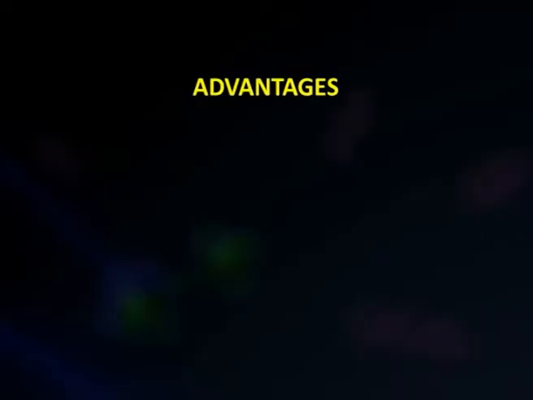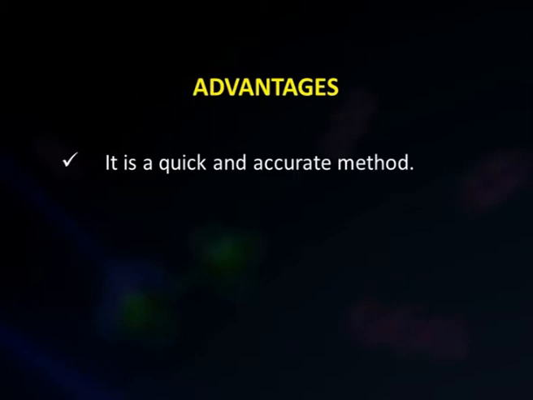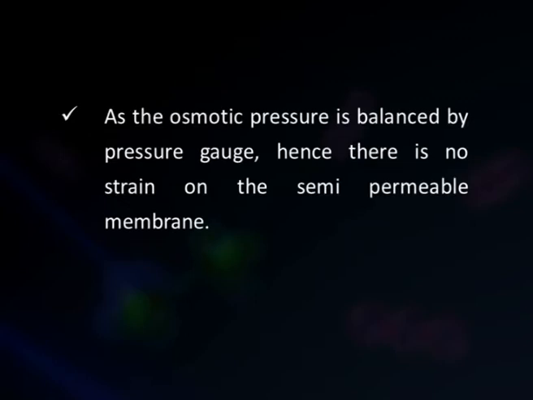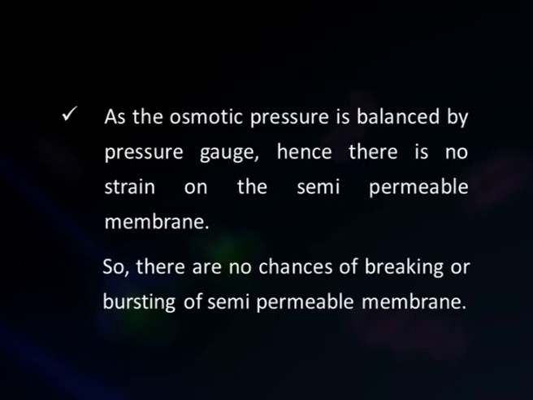This method has many advantages. The first one is that this method is quick and accurate. The concentration of solution does not change with time, hence this method gives the correct osmotic pressure. As the osmotic pressure is balanced by the pressure gauge, there is no tension on the semi-permeable membrane. Therefore, there are no chances of breaking or bursting of the semi-permeable membrane.